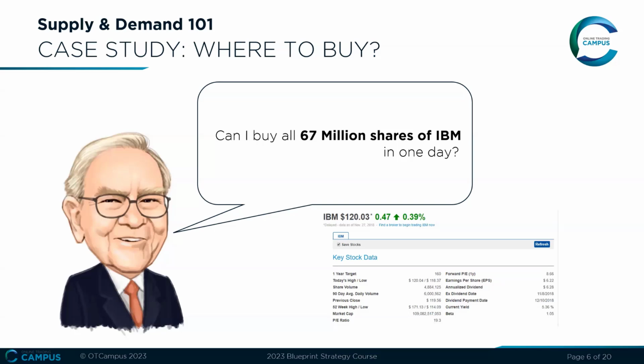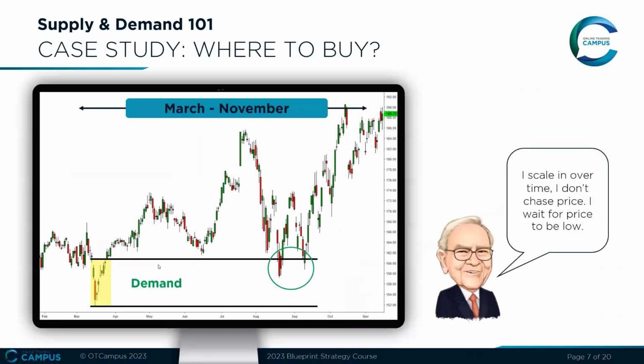So if you're Warren Buffett, your goal is to get 67 million shares filled while disrupting the price as little as possible. Okay, so how can he do that? Well, only by scaling in. So he will scale in over time. And in this case, it took him almost a full year to get all his willing buy orders filled at a desirable or favorable price.